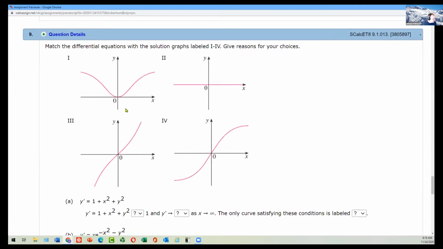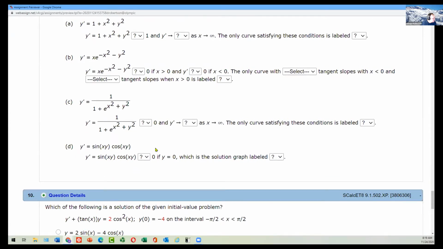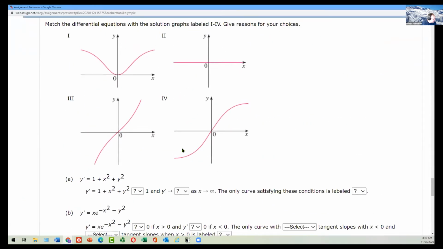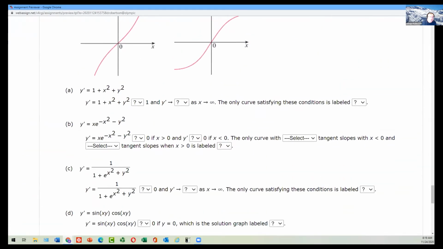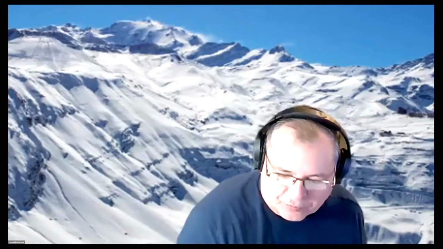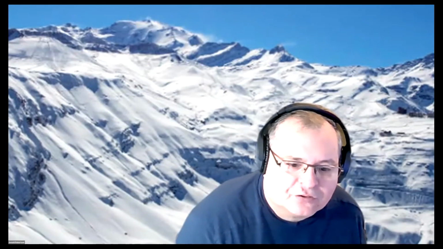And question 9 has 4 differential equations and 4 pictures. And that means I'm going to have to change where we are. Sorry about all this jumping around, but there's a nice piece of software that I have in Canvas that I'm hoping to show you.